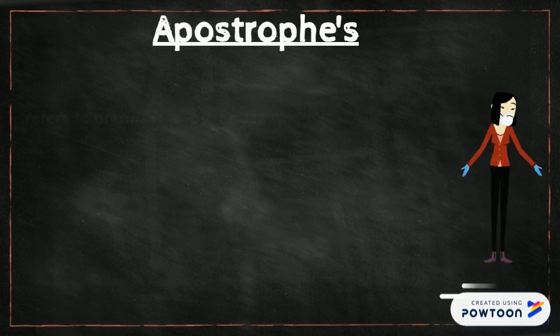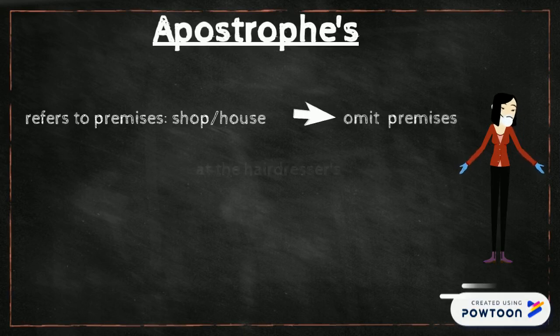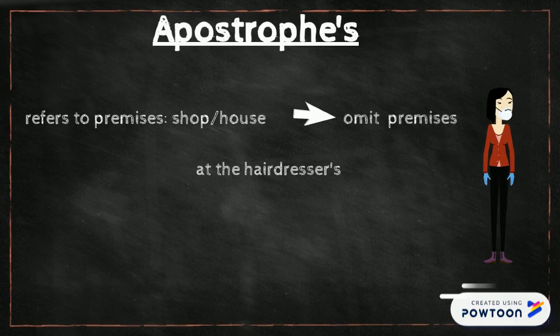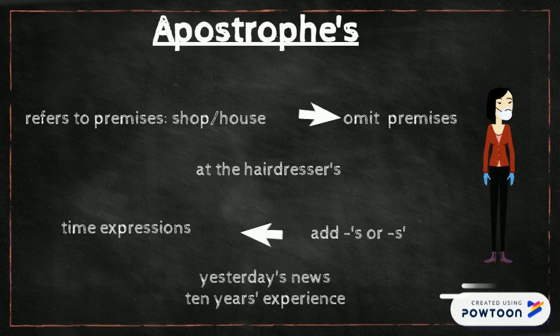When the apostrophe S refers to premises such as the house of or the shop of, we often omit that word. So we say, my mother is at the hairdresser's. We often use apostrophe S or S apostrophe with time expressions such as yesterday's news or 10 years' experience.